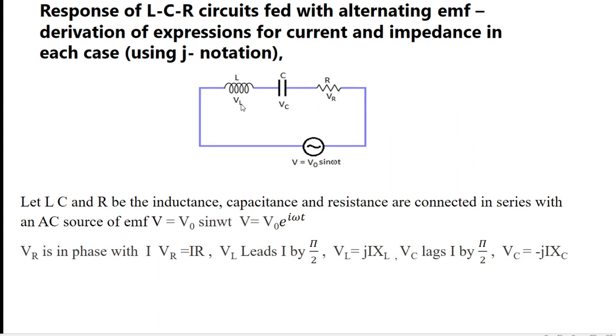When the current passes through the inductor, then the voltage leads the current by 90 degree and it is given by jIXL, where XL is called inductive reactance. When the current passes through the capacitor, the voltage drop across the capacitor is VC is equal to minus jIXC. In this case, the voltage lags the current by 90 degree and it is represented by minus j.